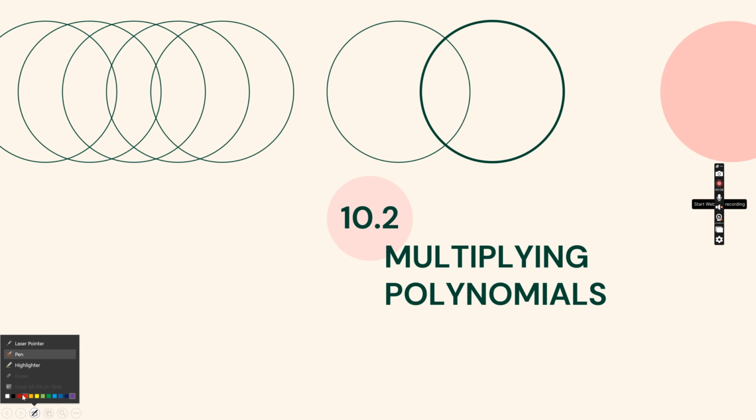Anyways, multiplying polynomials. We might just go straight into the other section, which is 10.3, the special patterns, if this is like under 30 minutes. If I finish this in like sub 10, I think we should be fine.